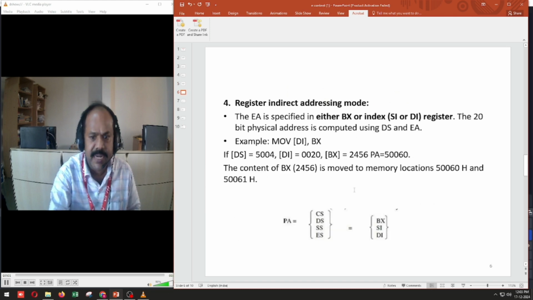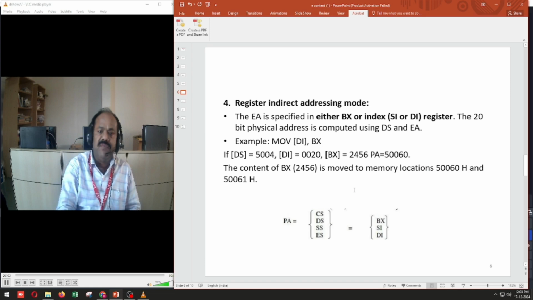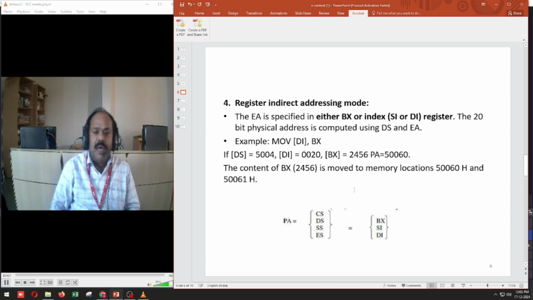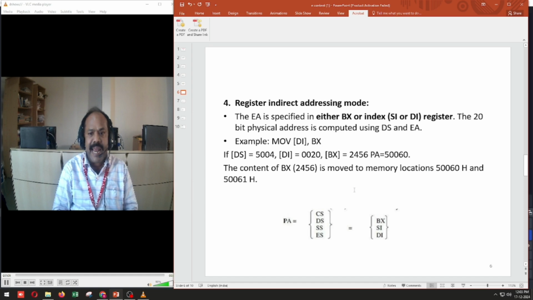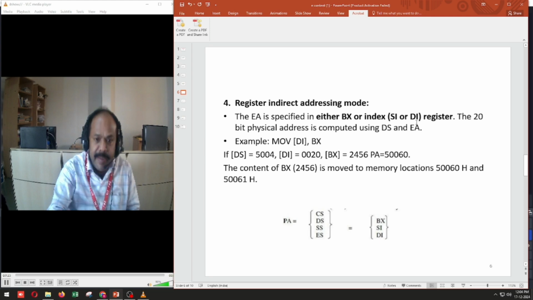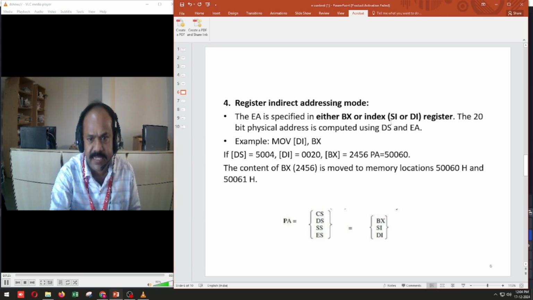The fourth one is register indirect addressing mode. Here the difference is that in the previous one the offset address was available in the instruction itself directly. Here, instead of making it available directly in the instruction, it will be made available in any one of the registers. For example, it may be available in the BX register or SI register or DI register. Indirectly, it will be available in any one of the registers. That's why it's known as indirect addressing mode.